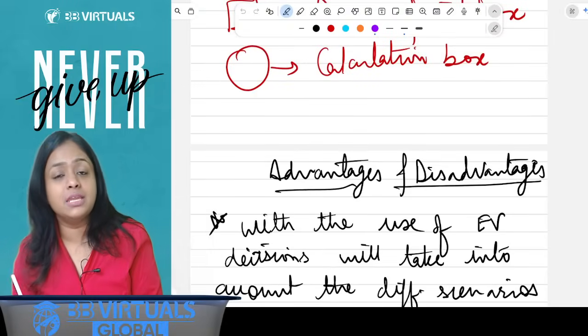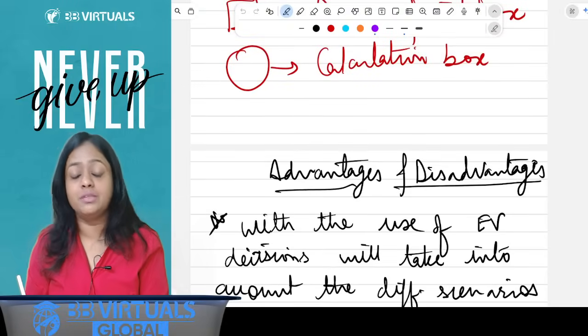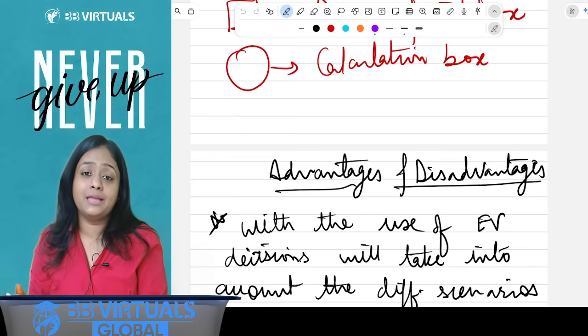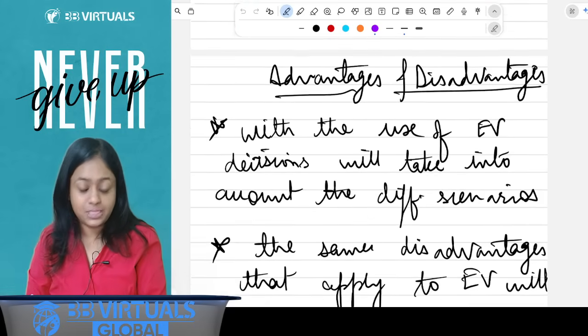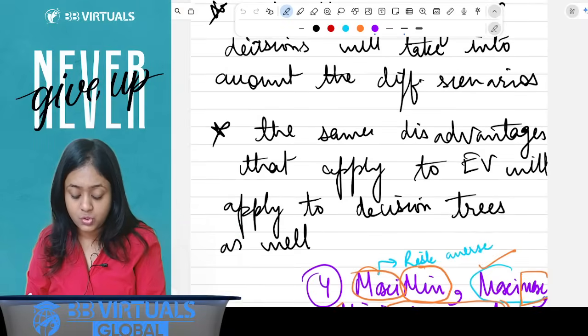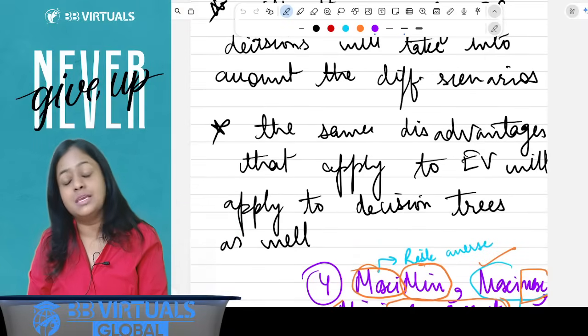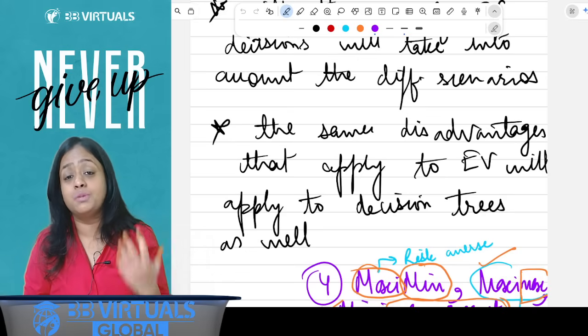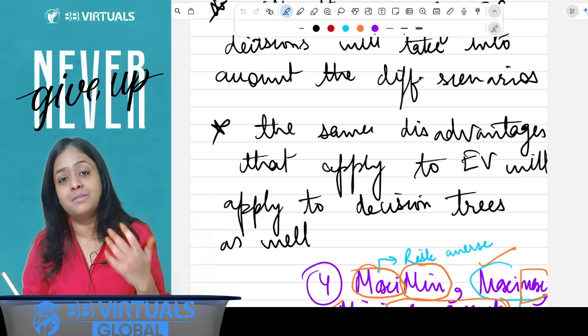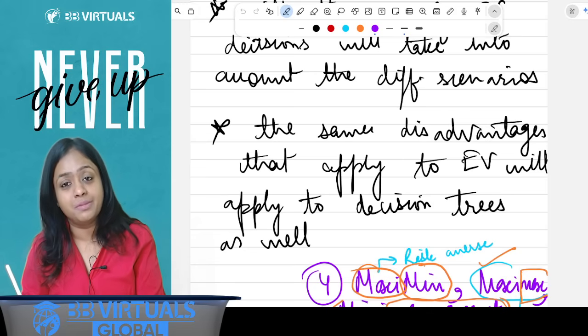And decision trees are never to be drawn by you in the exam. They will be given to you. You have to apply the expected value method to solve them. Advantages are the same as the expected value method, very easy to use, and disadvantages are the same as the expected value method. Because of the probabilities that exist, the same disadvantage will exist for the decision tree method as well.